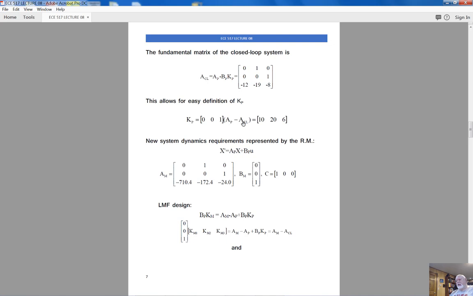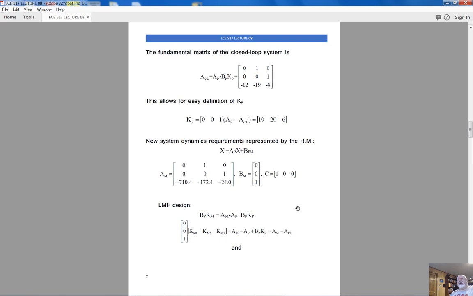We have AP minus A closed loop. It's a square matrix. They both are consistent with the canonical controllable form. If you cut out the last row of this difference, this is what you will get. And this is the matrix KP. So, the control plant was unstable, and we stabilized it.